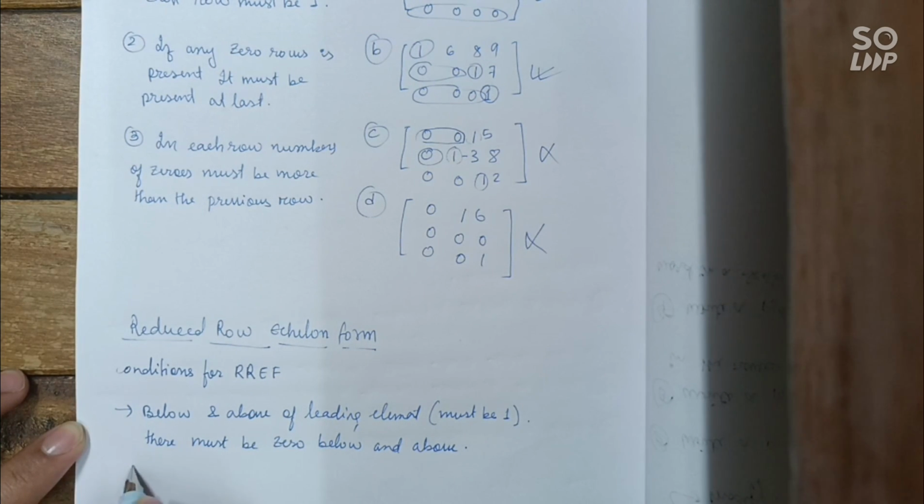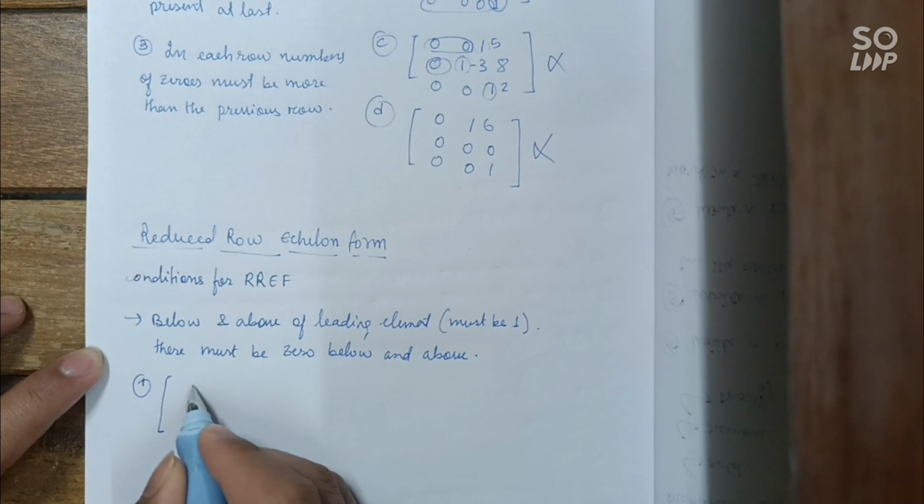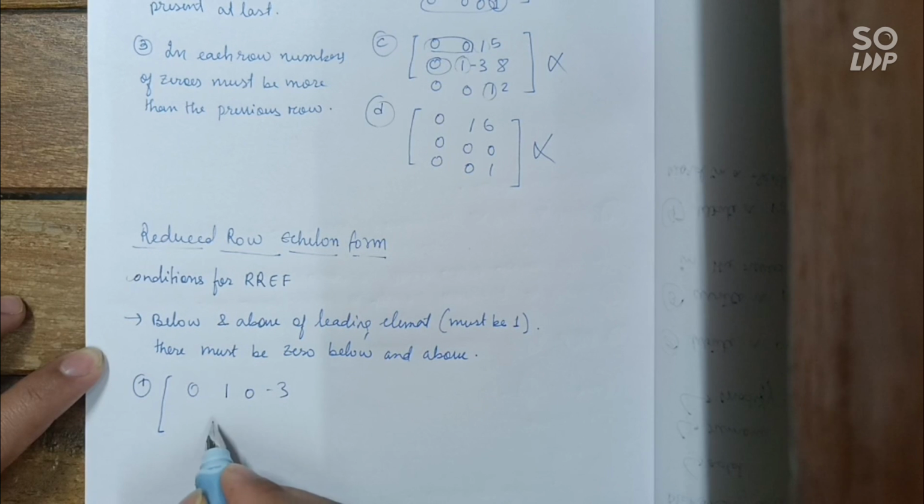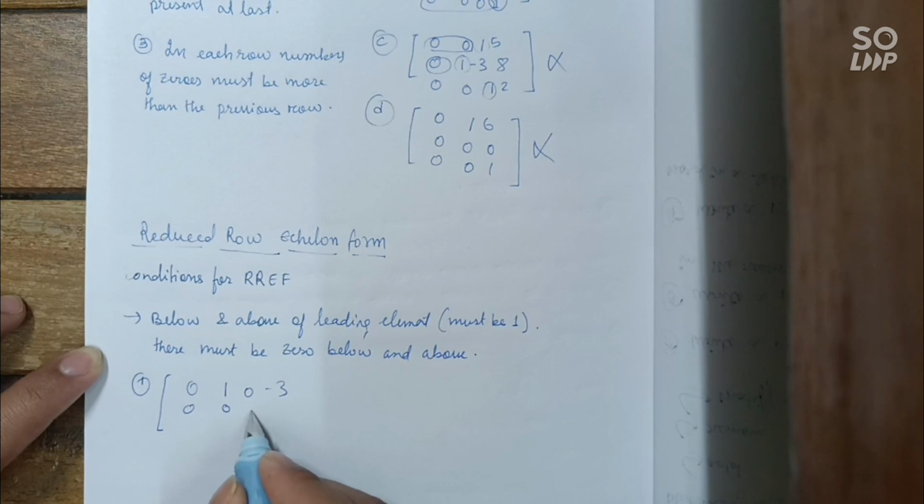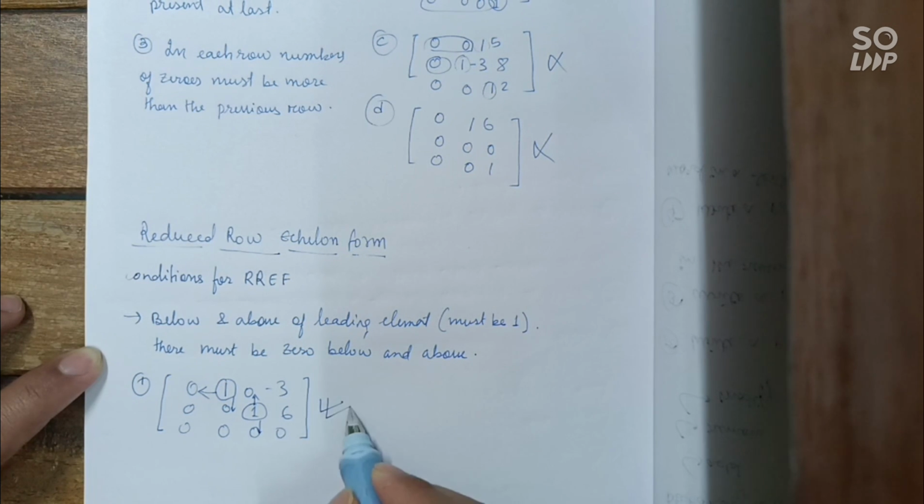Now let's check whether the given matrix is in reduced row echelon form or not. Let's take example number 1 here. So we have 0 1 0 minus 3, 0 0 1 6, 0 0 0 0. As we can see in this matrix, all leading elements are 1, and if we check this leading element here, its side and its down both are zeros, and if we check the next leading element 1, here above is 0 and below is also 0, so we can say that this is in reduced row echelon form.